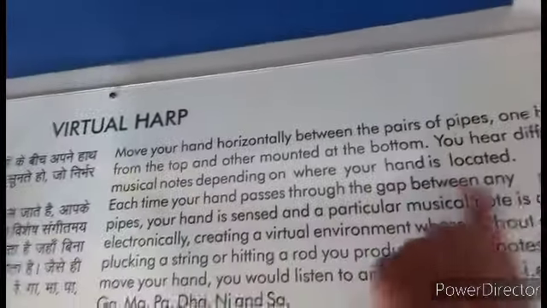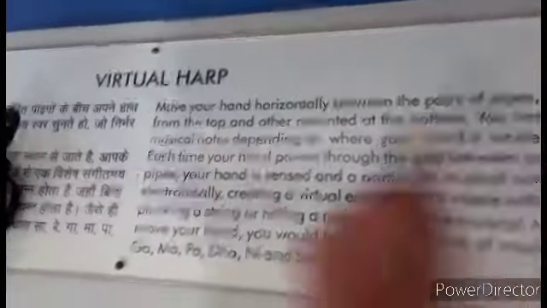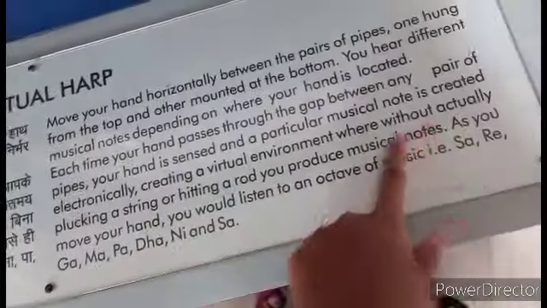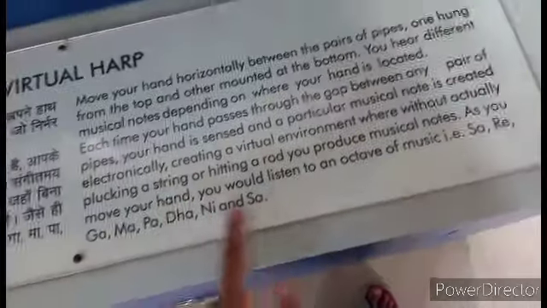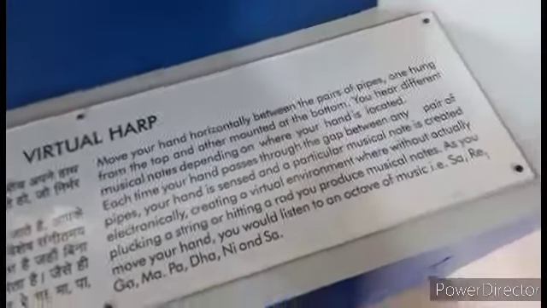So this happens because each time your hand passes through the gap between any pair of the pipes, your hand is sensed and a particular music note is created electronically. So it creates a virtual environment where, without touching a string or hitting a rod, you produce musical notes. As you move your hand, you will listen to octave music. Okay, so let's move on to the next one.